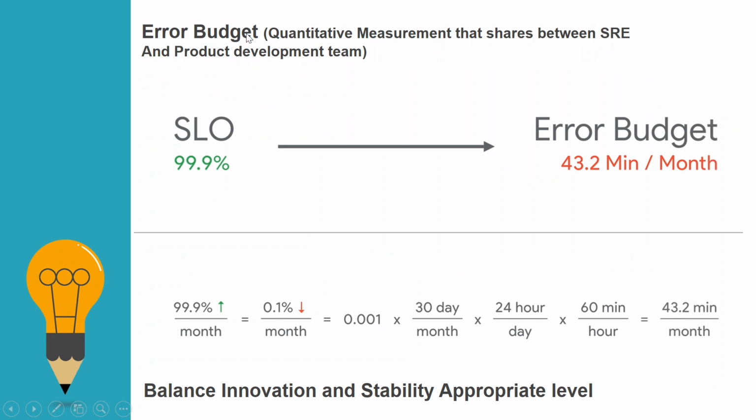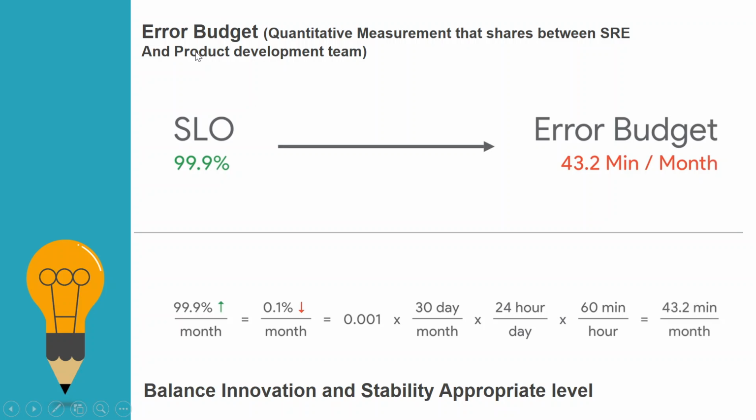Okay, the next thing is the error budget. It is a quantitative measurement shared between the SRE and product development teams. Let's say our SLO is 99.9%, and our SLO is taking care of availability. So my site is available 99.9% of the time, and 0.1% is our error budget. That comes to 0.001 times 30 days in a month, times 24 hours, times 60 minutes. So finally, per month, our system can be down 43 minutes, which is our final error budget.